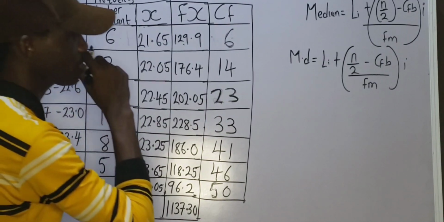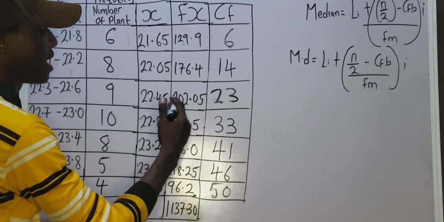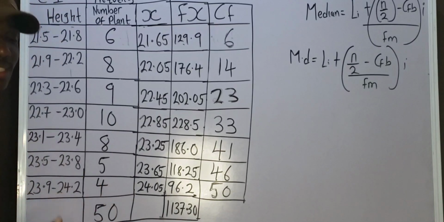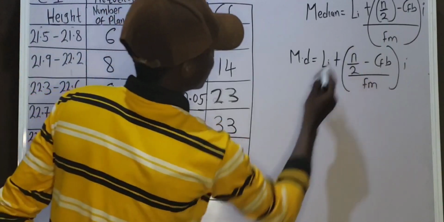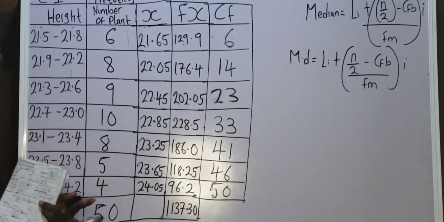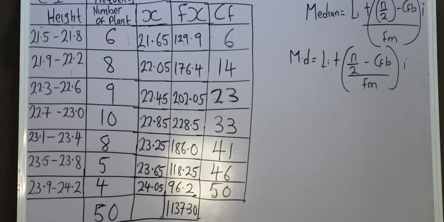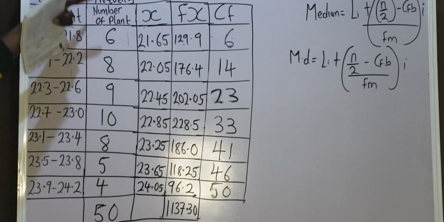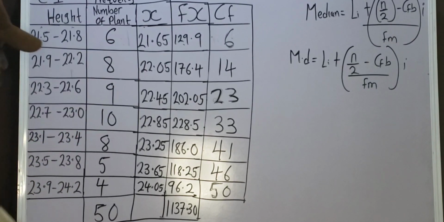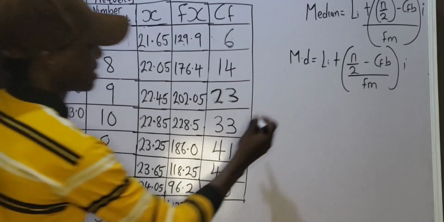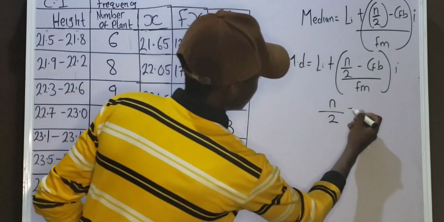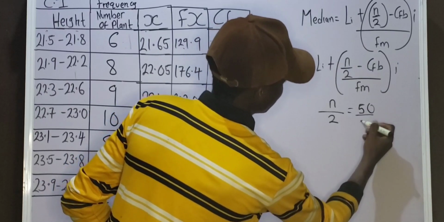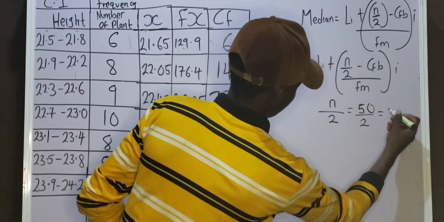Now, how do we determine the class interval from the cumulative frequency? We are going to start by dividing the total number of frequency by 2. That's the next step. The total number of frequency is what? N. That is n divided by 2. You understand? N is what? 50. So I'm going to have 50 divided by 2. That is what? 25.